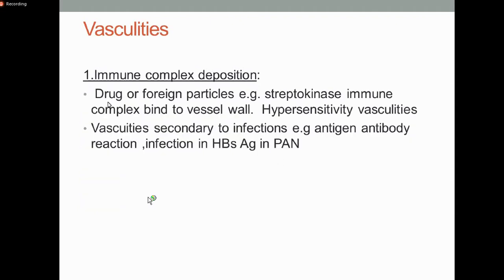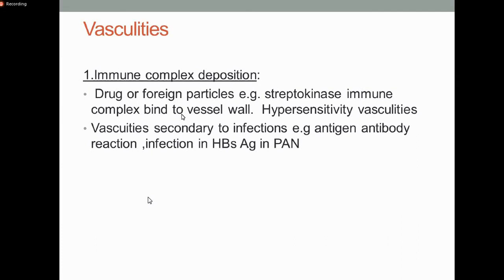In addition to SLE, there are certain drugs or foreign particles which act as immune complex reaction mediators. They can act as a hapten. In cases of streptokinase, immune complex binds to the vessel wall, and hypersensitivity vasculitis can ensue. Vasculitis can also be related to the formation of secondary antibodies in certain infections. For example, in cases of hepatitis B, the hepatitis B antigen can result in a specific type of vasculitis called PAN, which we are going to cover later on.